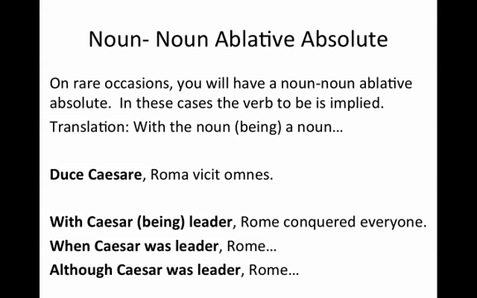Every once in a while, you're going to have just a noun-noun ablative absolute. In these cases, there's a verb to be implied. So, for example, duce Caesare, Caesar and leader. So the leader, Caesar, explains the circumstances under which the action happened. Roma vincit omnes. Rome conquers everybody. So with Caesar as leader, when Caesar was leader, although Caesar was leader, with Caesar being leader, all of these are fine. But the idea here is Caesar and his leadership are the cause of the main action.